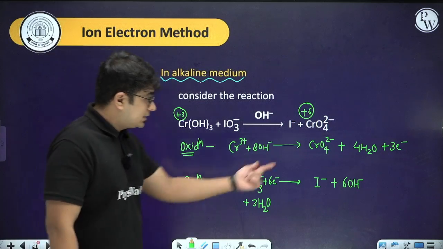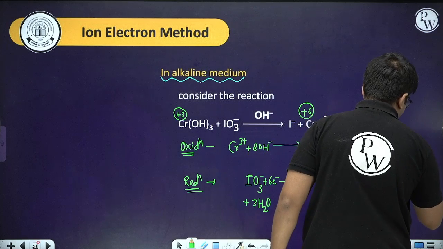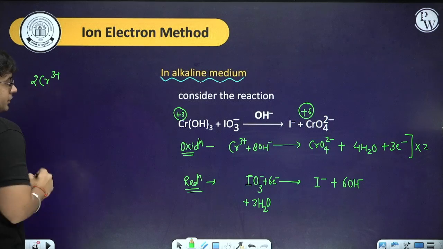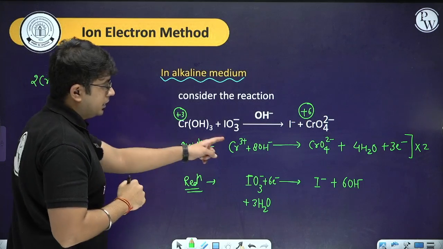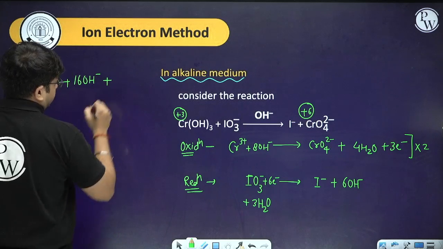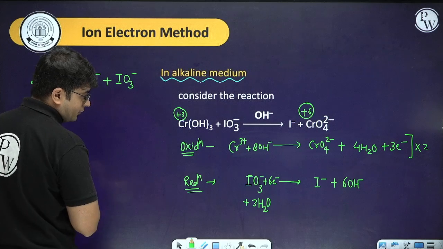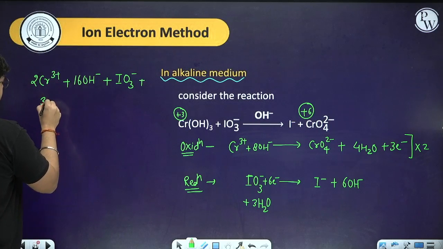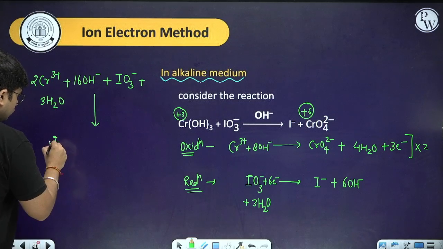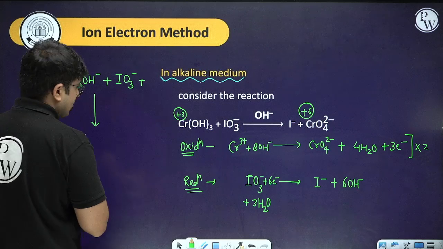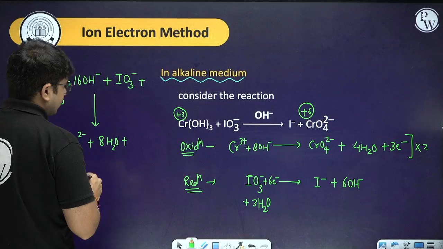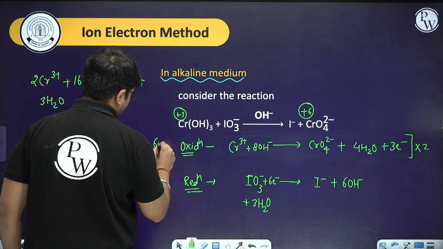Now it's time to combine the reactions, but in this case we have only 3 electrons and in this case we have 6 electrons. So I can multiply this entire part by 2, and this becomes 2Cr 3 positive, plus 8 to the 16 OH negative, plus IO3 negative, plus 3 H2O. Again we can remove the electrons. This gives us 2 CrO4 2 negative, plus 4 to the 8 H2O, plus I negative, plus 6 OH negative.